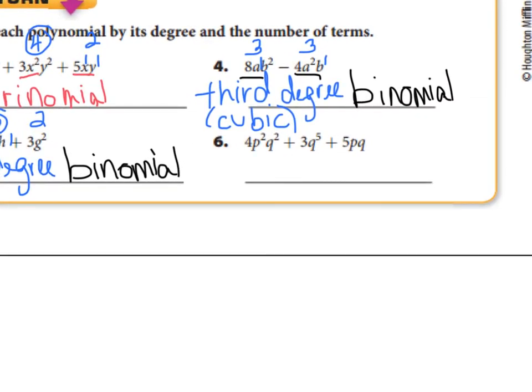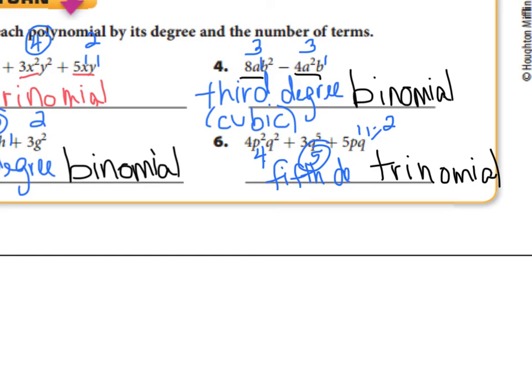Number 6 was a trinomial. There were 3 separate terms there. The first one had a degree of 4, 2 plus 2. The middle one had a degree of 5, and then the other one had a degree of 2 because of that 1 plus 1. 5 was the highest, so it is a fifth degree trinomial. Fifth is quintic.